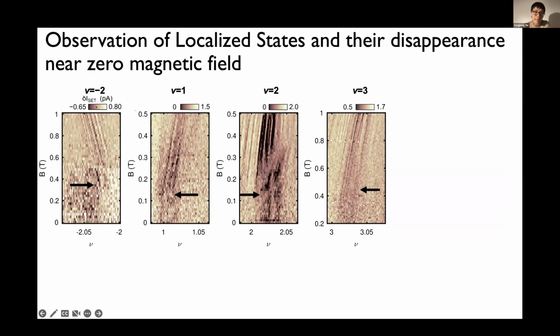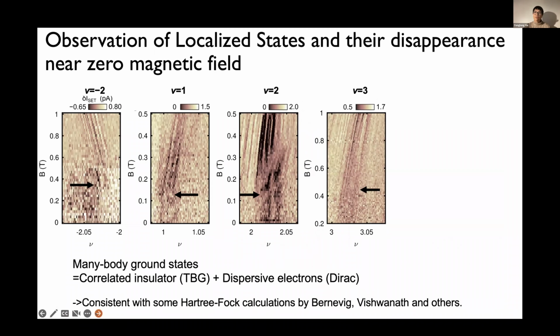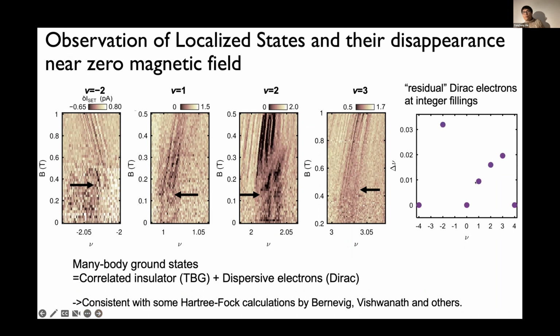What we found is that at the higher field portion, we see these nice glitches. However, they disappear at lower field, which probably means that at low magnetic field we don't really have a truly gapped state. Instead, in the TBG sector we have a correlated insulator, whereas in the Dirac sector we actually fill up some electrons up to some level. You can use this to quantify how much electron from the Dirac sector we have, and we call this the residual Dirac electrons at integer filling.